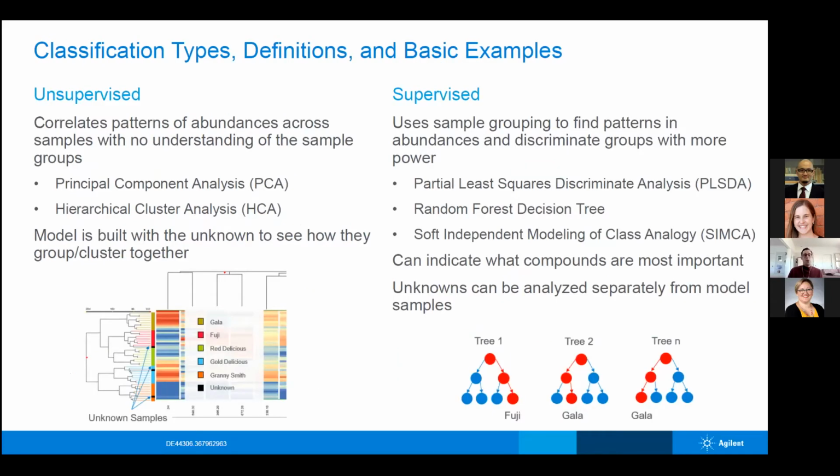So I talked about earlier saying there's two different types of machine learning models. That's unsupervised and supervised. Basically, in unsupervised, you're going to correlate patterns of abundances across samples without really having an understanding of the sample groups or deciding to be blind to them in an algorithmic sense. So here, think of a principal component analysis or a hierarchical cluster analysis. This is often done a lot of times when you have big data. So some of you might be familiar with these terms.